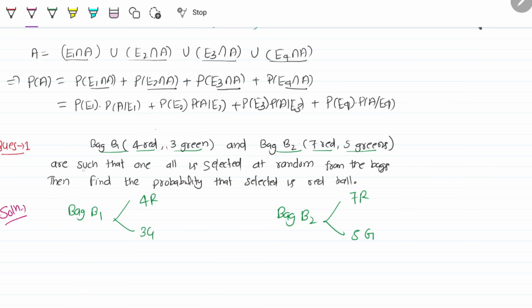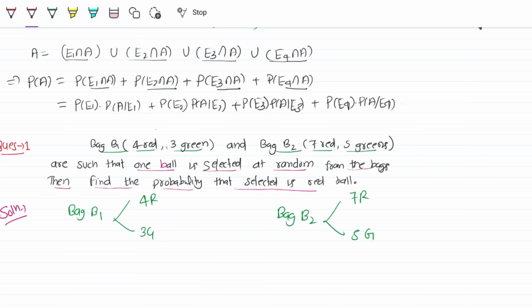Now, secondly, one ball is selected at random from the bags. Then find the probability that the selected ball is a red ball. Okay, it means from the bags I want to select one ball and that should be a red ball.